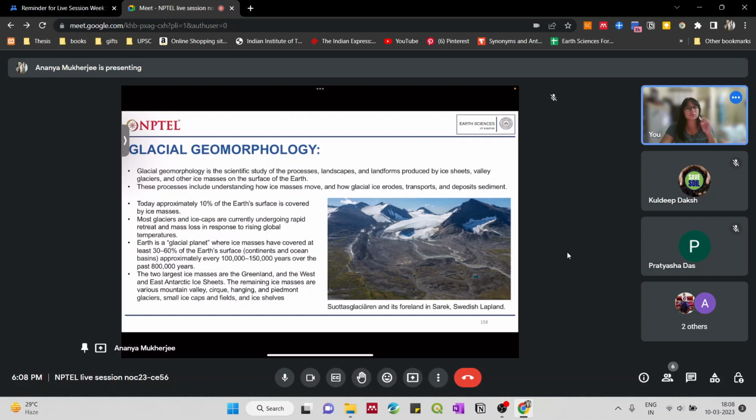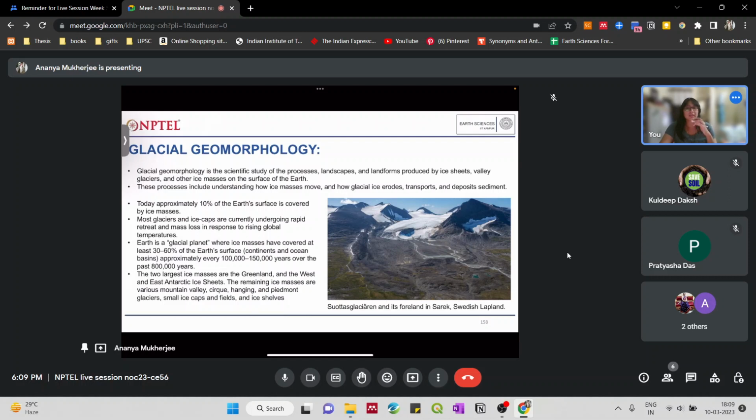Now, at present, around 10% of the Earth's surface is covered by ice masses. Most of the ice masses that we are talking about are found in the polar regions. That is Greenland and the Arctic in the North Polar region, and Antarctica in the South Polar region.